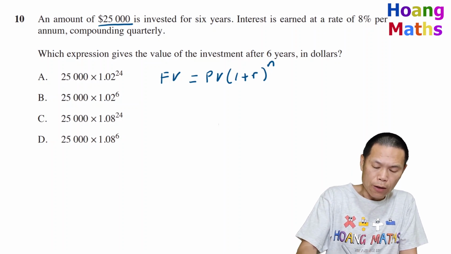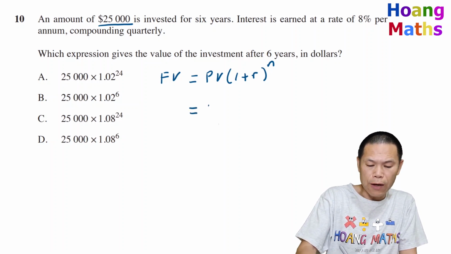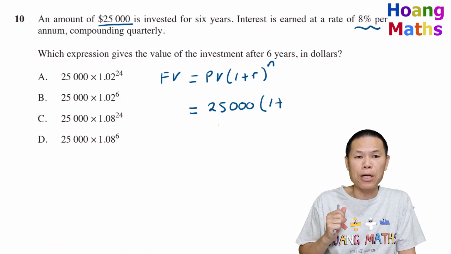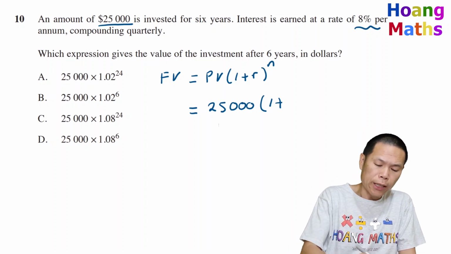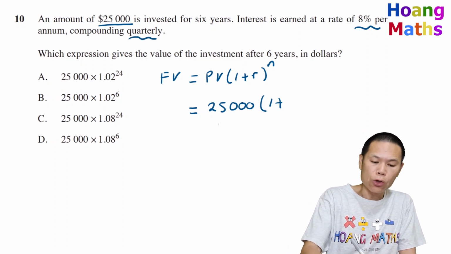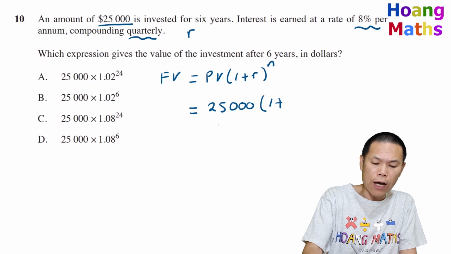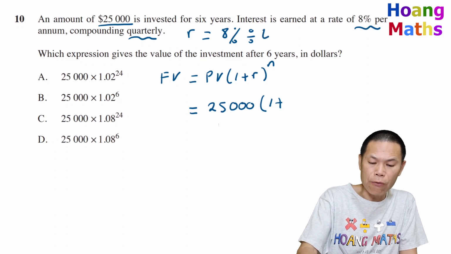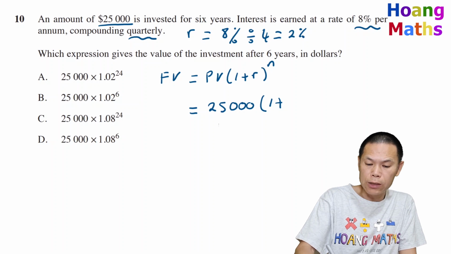And we know that the present value is 25,000. And we go 1 plus. Now the interest rate is 8% per year. But the thing is, it compounds quarterly. So R must be divided by 4, because it pays us quarterly. So we have to divide by 4. So therefore R is 2%. So that is 2 over 100.